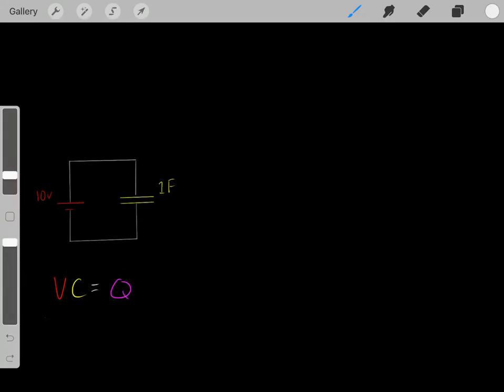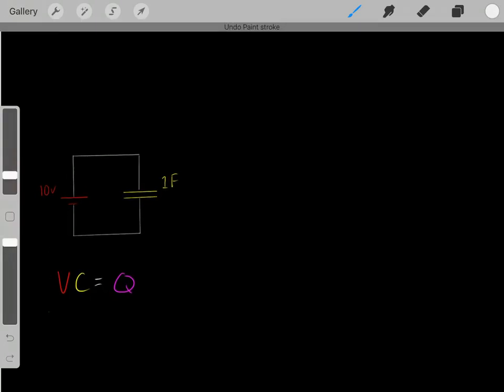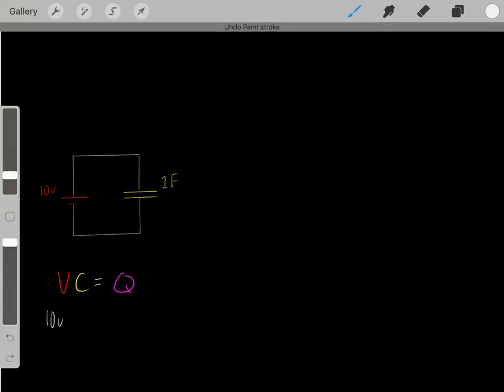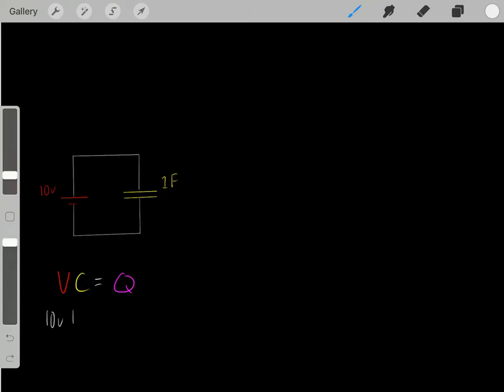So for example, for this circuit, we know we have a 10-volt battery. So the voltage of the circuit would be 10 volts. And we know the total capacitance of the circuit is 1 farad. So the capacitance of the circuit is 1 farad. So now we can determine the charge stored on the capacitors. Again, multiplying these, we would get 10 coulombs. So now we know 10 coulombs worth of charge would be stored on each of the plates of the capacitor. So that's how we use this equation.